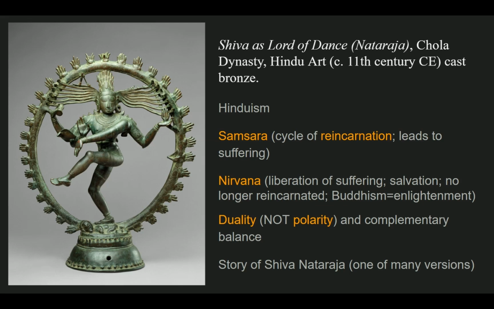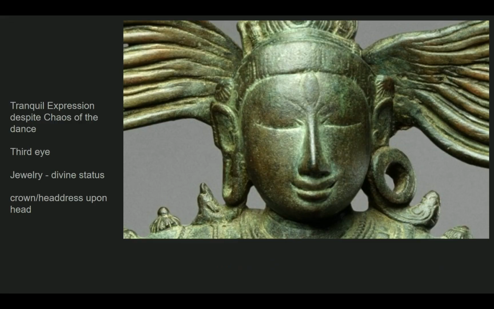And so there's some of the elements of the iconography we'll study. And this is one of many versions. I could go much more in depth, but I'm generalizing here to introduce some of these concepts. So again, he has this tranquil expression. We see this third eye here, his connection to the spiritual world, a common motif in many religions. He has jewelry, these gauged ears. So this elaborate ornamentation attests to his divinity. He has this crown and headdress upon his head.